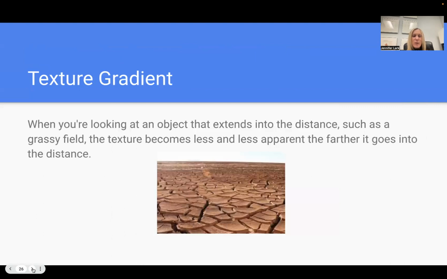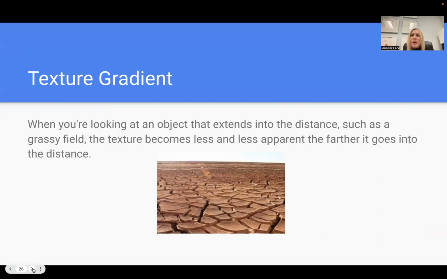And then texture gradient. When you're looking at an object that extends into the distance, like a grassy field, the texture becomes less and less apparent the farther it goes into the distance. It's very detailed up front, right in front of your eyeballs, but the farther it goes, the more smooth it looks because the farther away something is, our eyes can't perceive it at that level of detail.